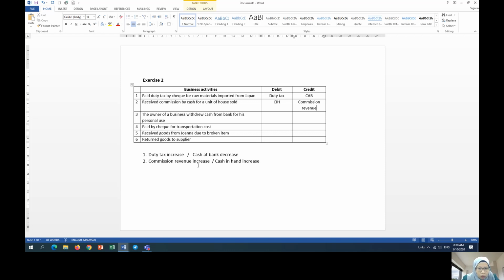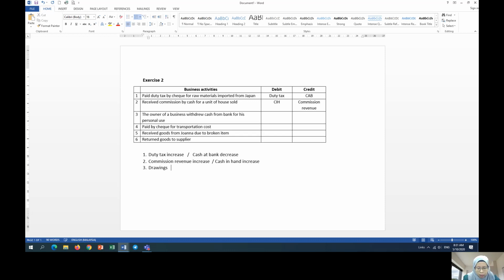Next, we have the third activity. The owner of a business withdrew cash from bank for his personal use. Pemilik perniagaan mengeluarkan tunai daripada bank untuk kegunaan peribadi. So this is our third entries. Since the owner of the business has made a withdrawal for his personal use, it means that there is a drawing. There was drawing.